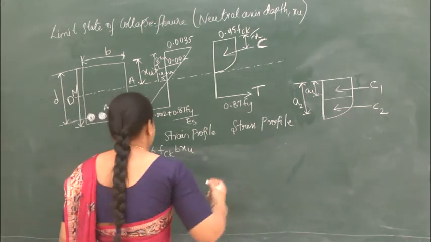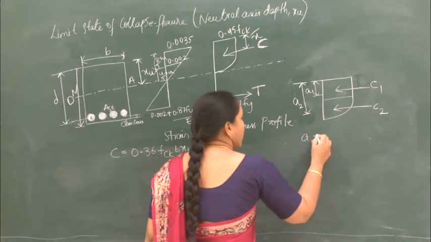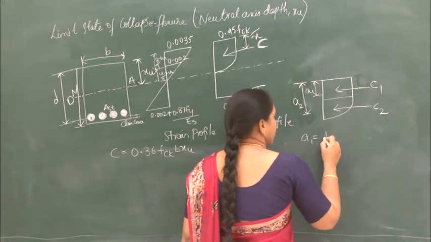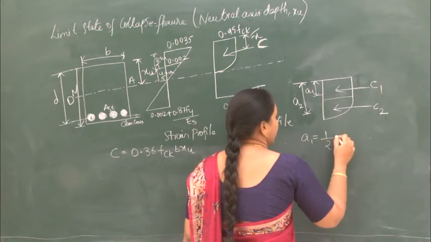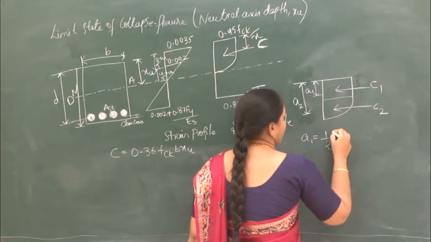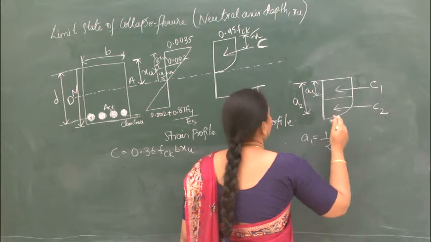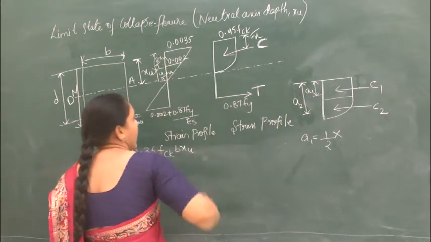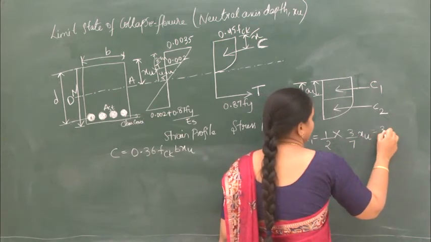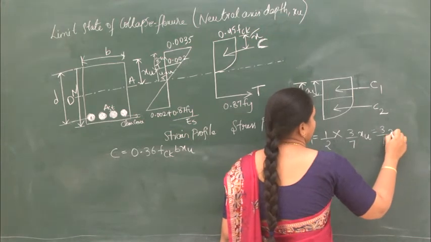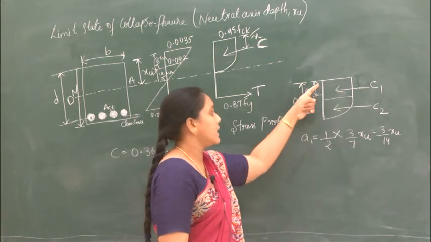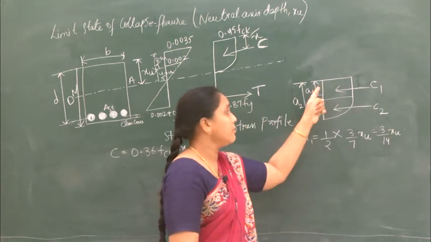So A1 will be what? For this rectangle, the CG is half into the distance here, which is x1, that is 3/7 xu, so that is 3/14 xu. That is, the compressive force C1 is acting at a distance of 3/14 xu from here.